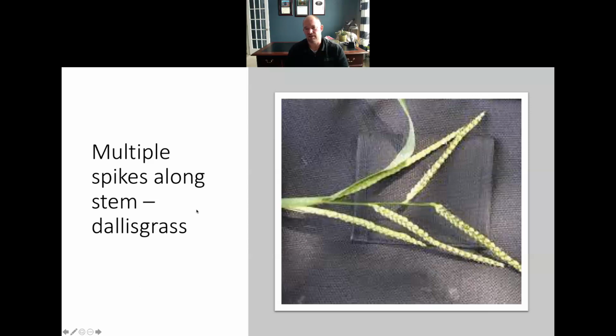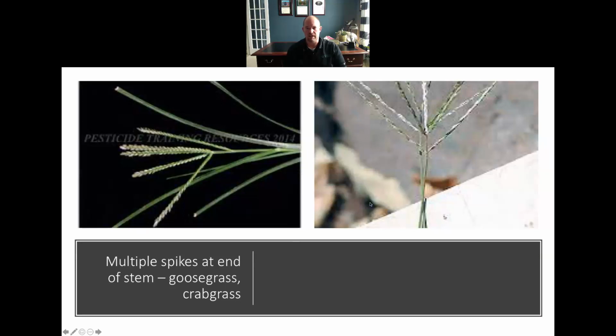So again, this is another example. This would be a weedy grass in the south called Dallas grass. I don't think I've really seen it up here yet. People would swear they have, but I haven't found it. Again, multiple spikes, a little bit different orientation, where this would almost be considered like a palmate, where it's splitting out from a central point.